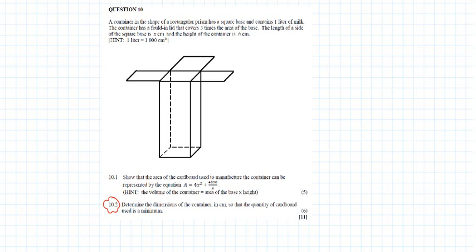Because in 10.1 we are already given the area function, whatever the function is. So I don't even read the question. I can just read 10.2, and 10.2 says what? Determine the dimensions of the container when the cardboard used is a minimum. So the area of cardboard will be minimum. So I am looking for minimum A.